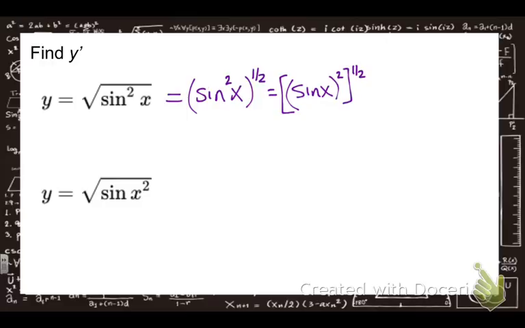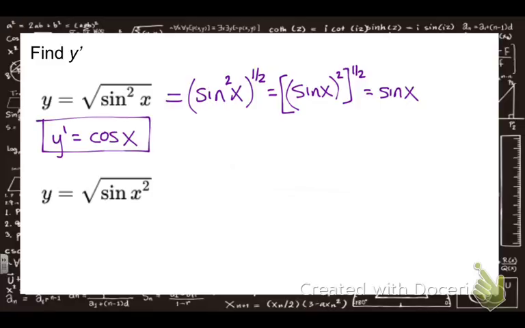Well, if you know anything about properties of exponents, then I hope that you know that 2 times 1/2 is equal to 1. So that would just be sine of x to the first power, which is just sine of x. When I take the derivative of that, I get y prime is equal to the derivative of sine of x, which is cosine of x.